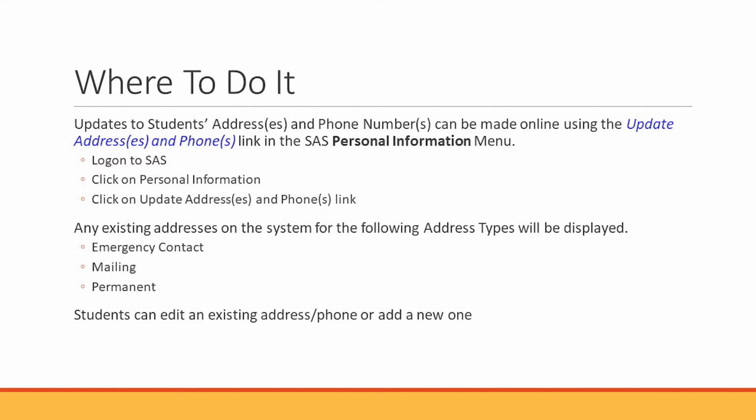There are 3 address types available online that students can make adjustments to: an emergency contact, addresses and telephone numbers, mailing address, permanent address. You can edit an existing address, or add a new one. So again, let's just go to the system briefly and look at what that looks like online.